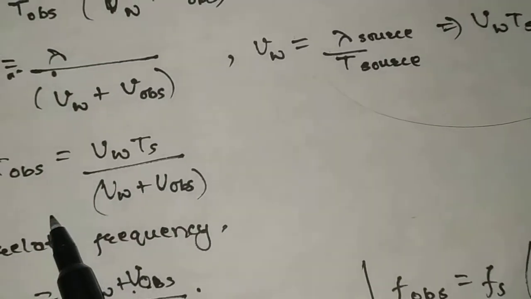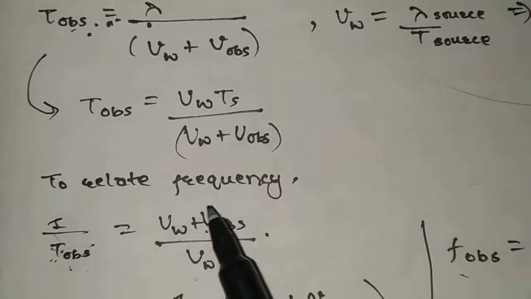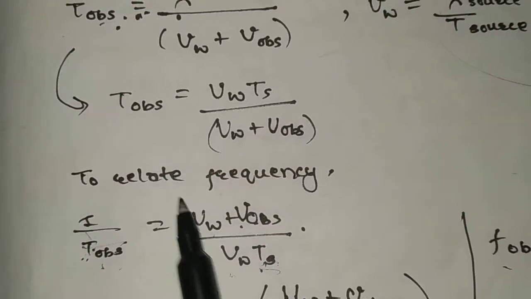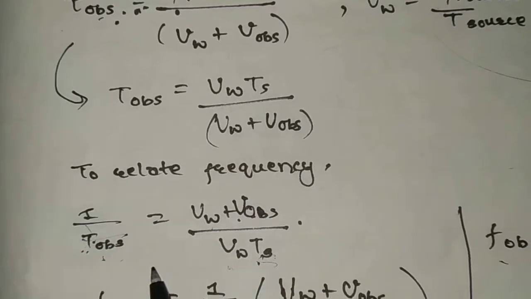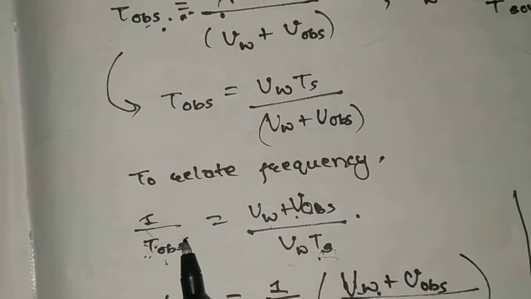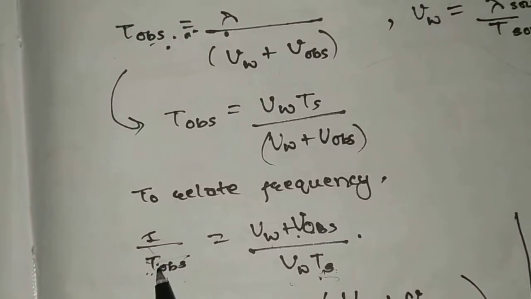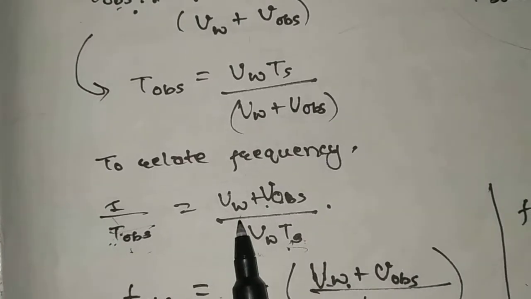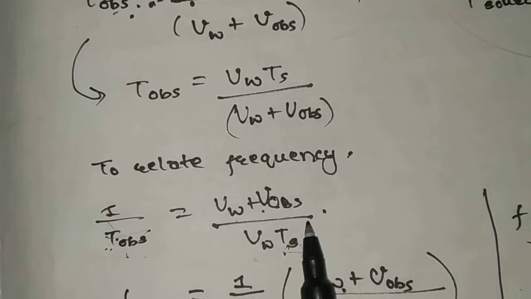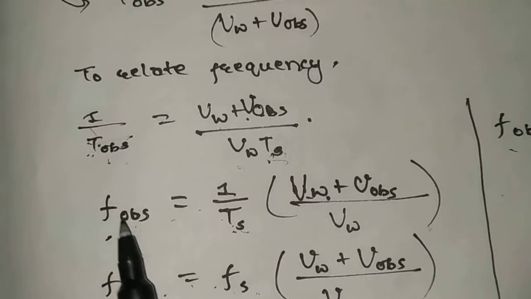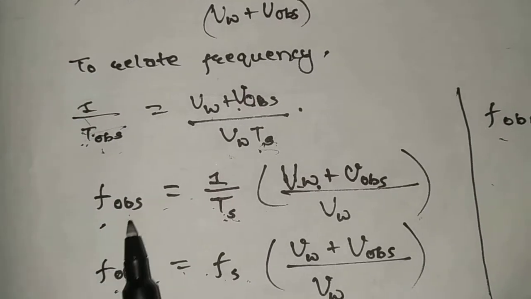And since we have to find the actual frequency, or relate frequency in physics, we know that frequency is the reciprocal of the time period. So 1 by t_obs will be equal to (v_wave + v_observer) divided by v_wave times t_source. So this 1 by t_obs will be the frequency.